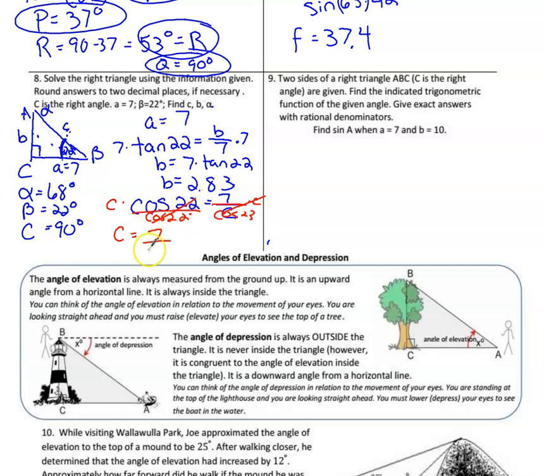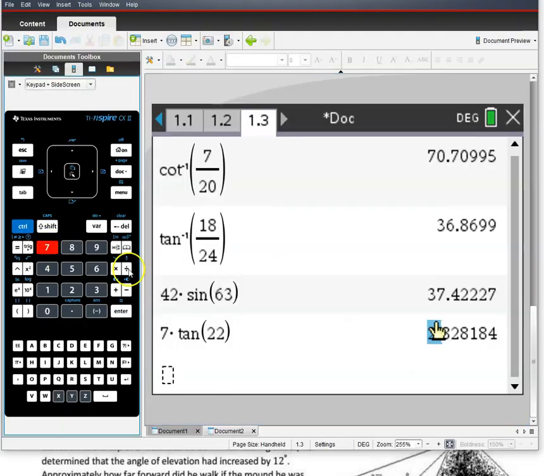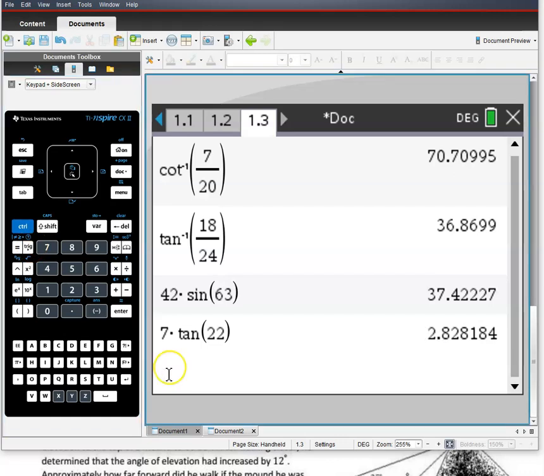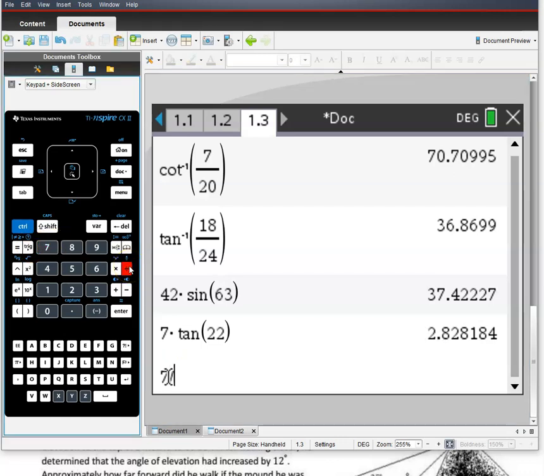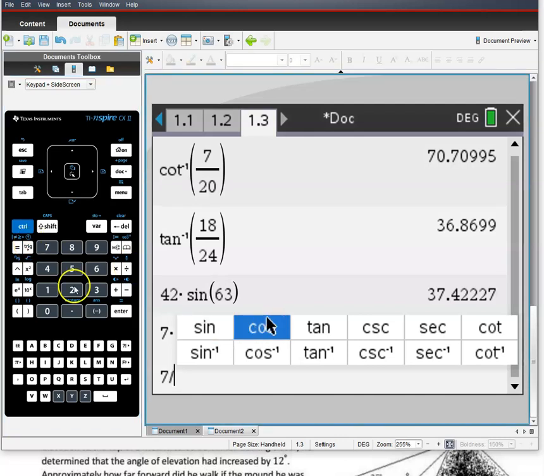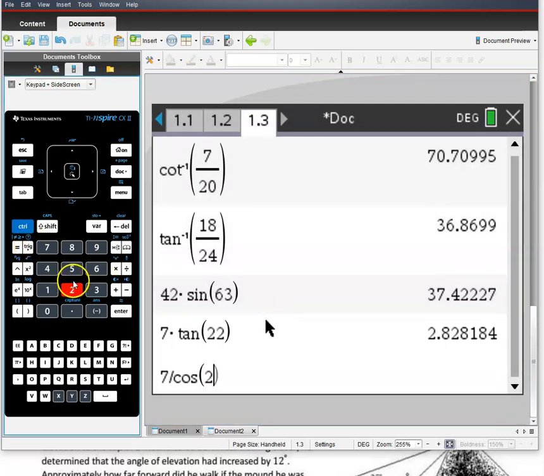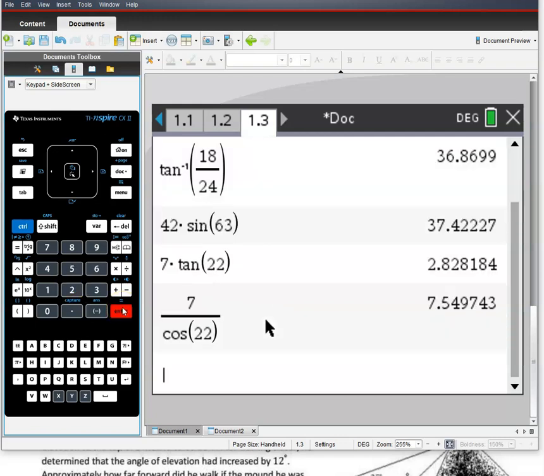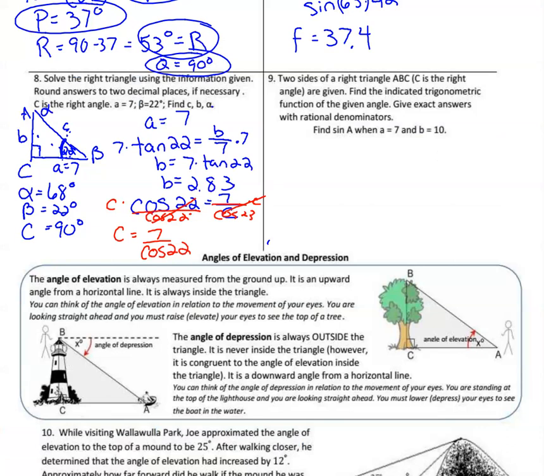So C is equal to 7 divided by cosine of 22. 7 divided by cosine of 22 is 7.55. So C is 7.55. Now we have A, B, and C, all three angles and all three sides, and we are through with number 8.